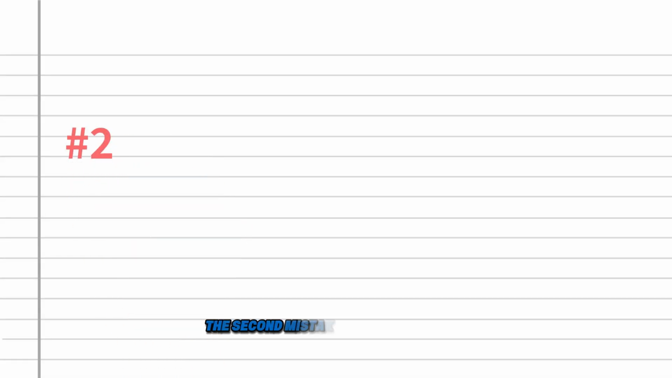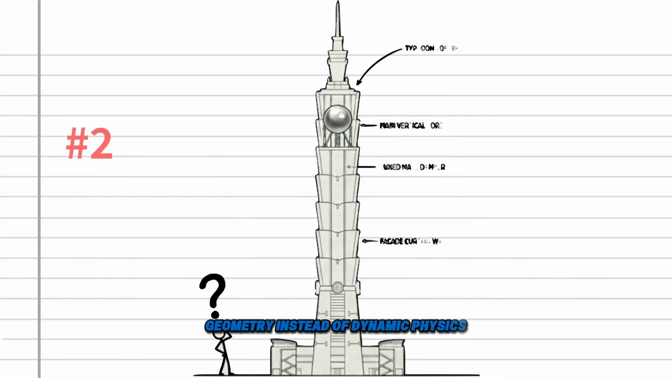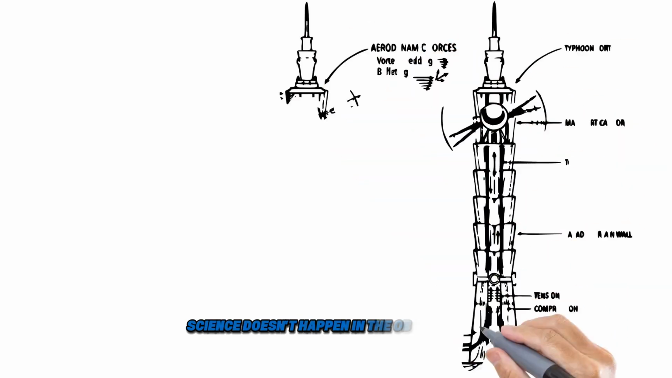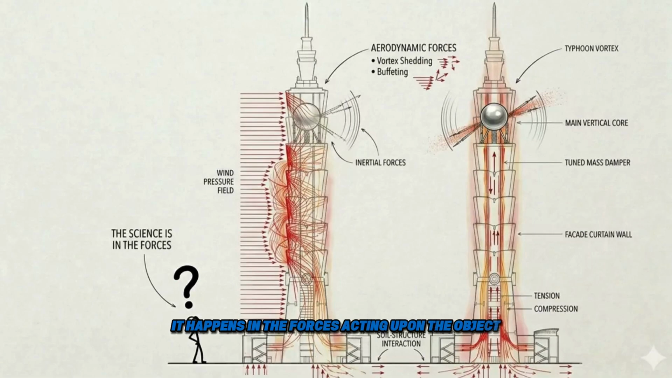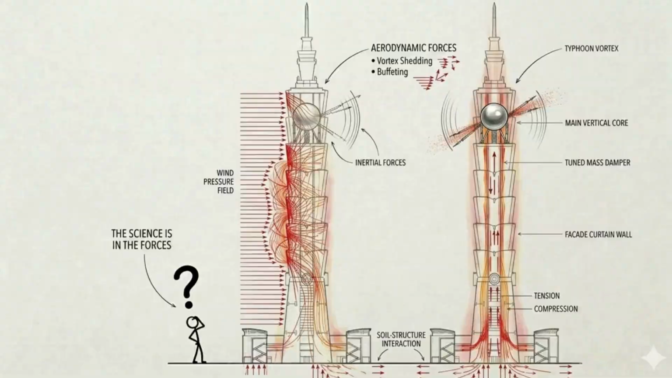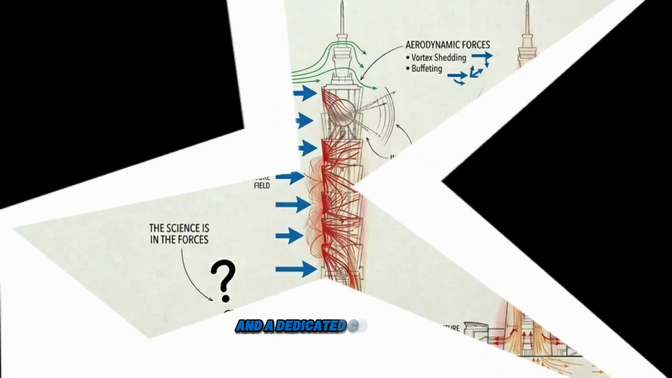The second mistake is drawing static geometry instead of dynamic physics. Science doesn't happen in the object itself. It happens in the forces acting upon the object. If your sketch only shows what the structure looks like, the science remains completely invisible. To fix this, you need a strict arrow hierarchy and a dedicated color code.